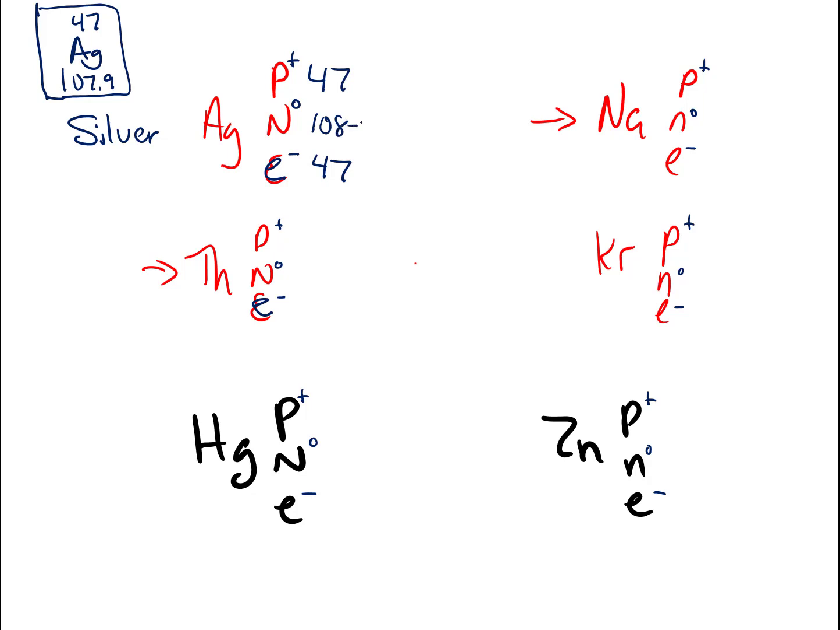108 minus 47. So you take the atomic mass, round it to a whole number, and subtract the atomic number. You're basically just subtracting the two numbers, just rounding the number with the decimal. If it's less than 0.5, round down. If it's more than 0.5, round up. So when I do that, 108 minus 47, 61.